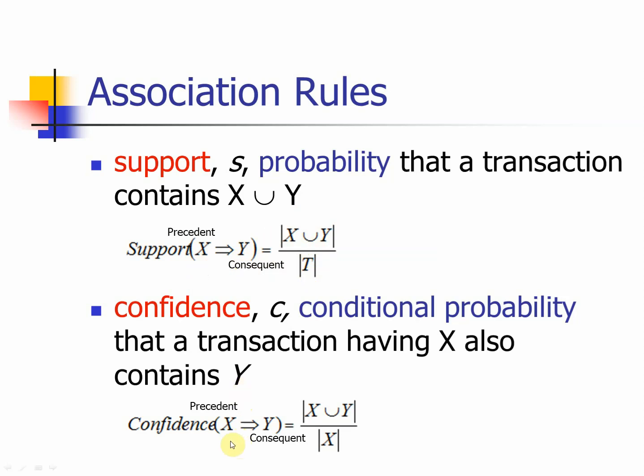So take a look at the equation for confidence. The confidence of X to Y, indicating the precedent to the consequent, will be calculated by the total number of times that X and Y occur together divided by the number of times the precedent occurs in the transactions. So this is the conditional probability: when X occurs, and again, X is our precedent, we want to see how many times X and Y occur together, under the condition that X appears.